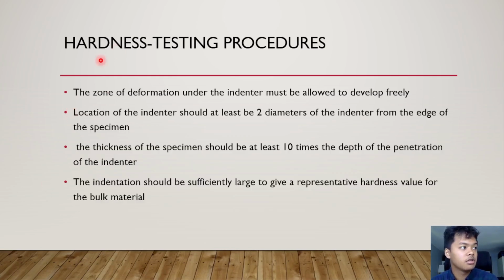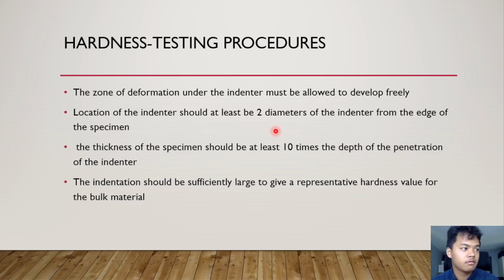Hardness testing procedures. So to do a hardness test, we have to go through a couple of procedures. First, the zone of deformation under the indenter must be allowed to develop freely, meaning the indentation must be allowed to develop freely. Location of the indenter should at least be 2 diameters of the indenter from the edge of the specimen. So this is more of a minimum requirement.